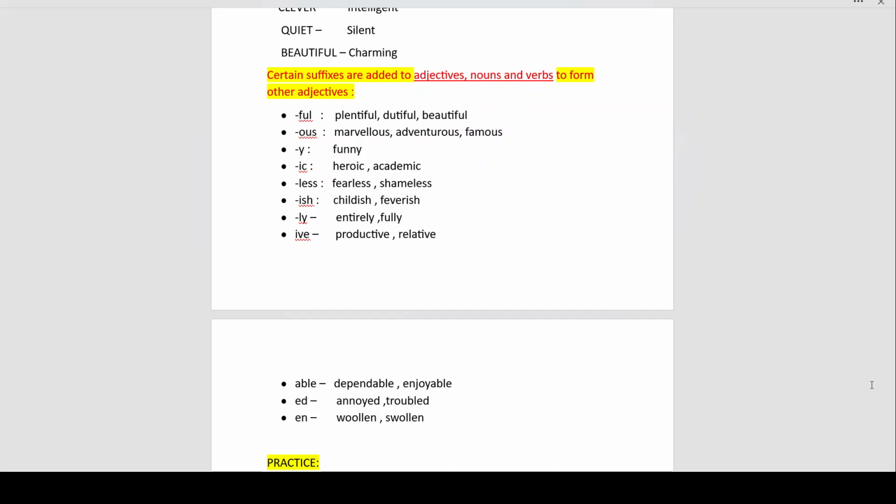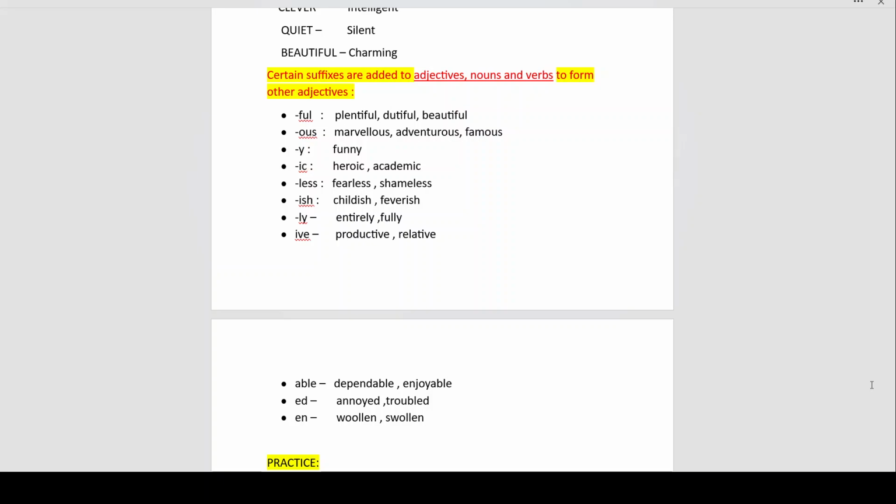Academic comes from academy. Next, LESS, fear becomes fearless. Shame becomes shameless. Now, ISH can be added to child, which becomes childish. Fever becomes feverish. Now we can add the suffix LY to the word entire, which becomes entirely. To the word full, it becomes fully.